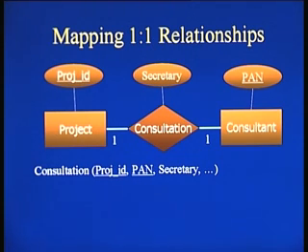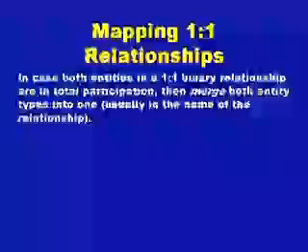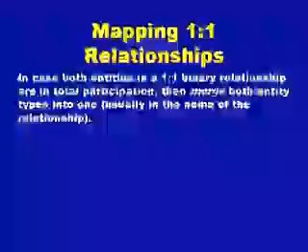In such cases, the simplest way is to take the relationship type, in this case the consultation, as the base relation. That is, form a relation called consultation and use project ID and PAN as the primary key of consultation, and then all of the attributes from both of them will become attributes of this relation. So in case both entities in a 1:1 binary relationship are in total participation, then we merge both of the entity types into one, usually in the name of the relationship, that is in the name of the relationship called consultation in the previous example.